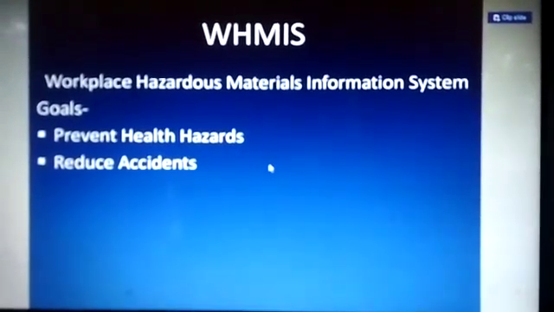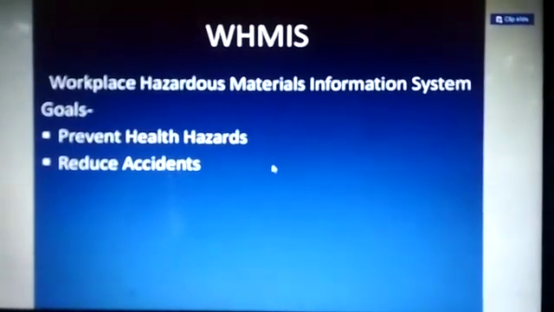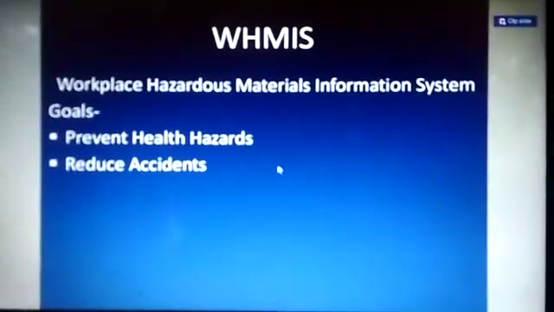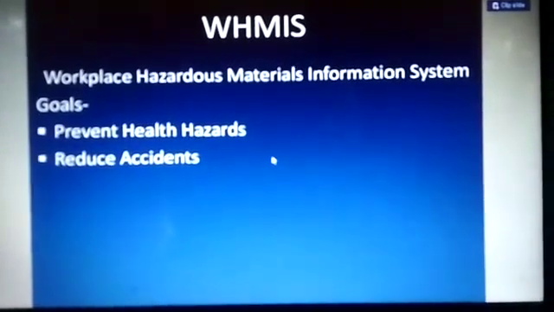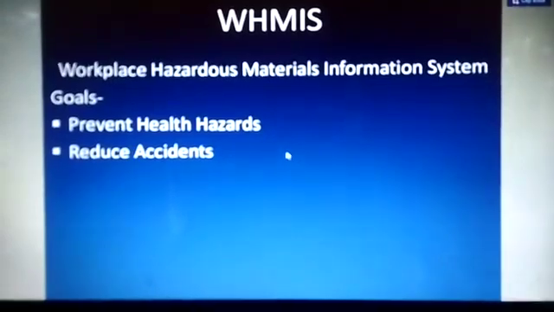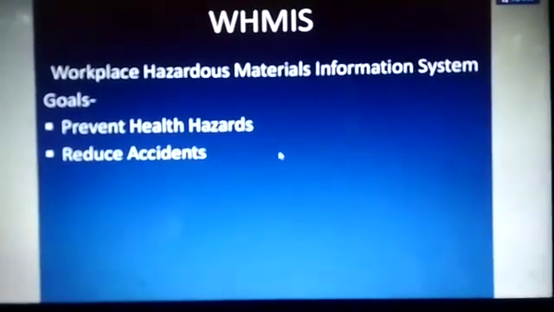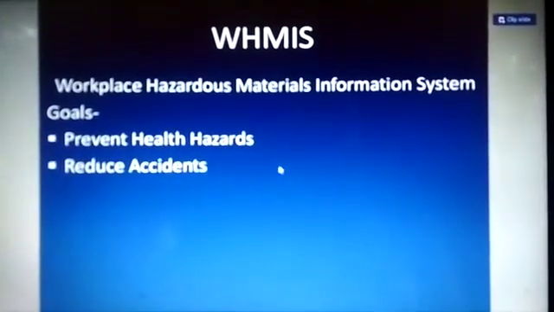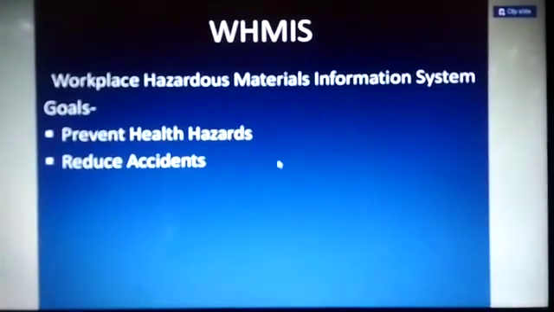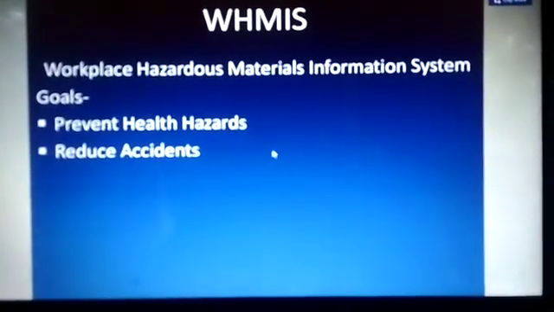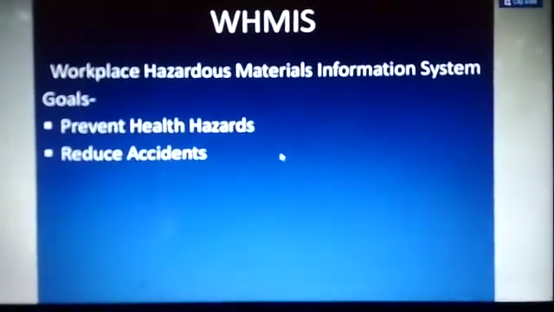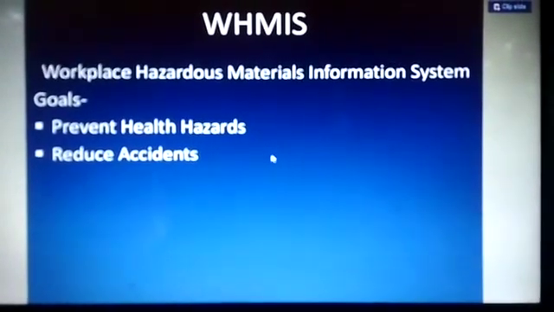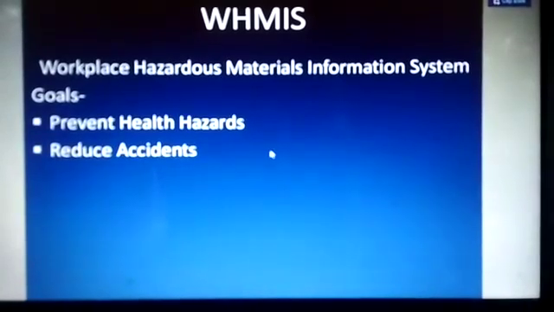The goals are to prevent health hazards and to reduce accidents. First, we have to take preventive health hazard measures, and second, we have to reduce the accidents. The Workplace Hazardous Materials Information System helps reduce accidents on the industry work floor. These are the goals of WHMIS.